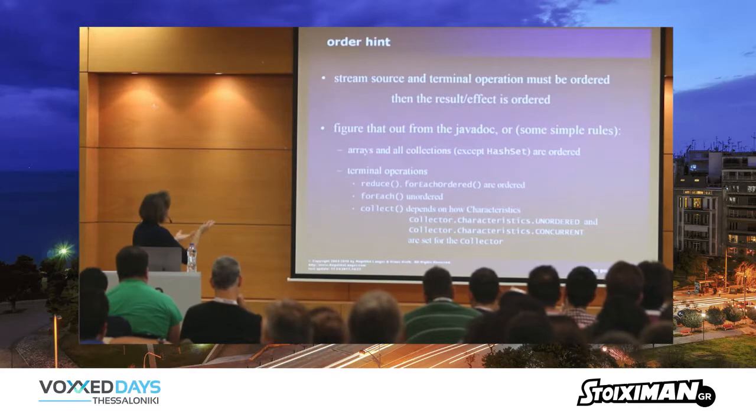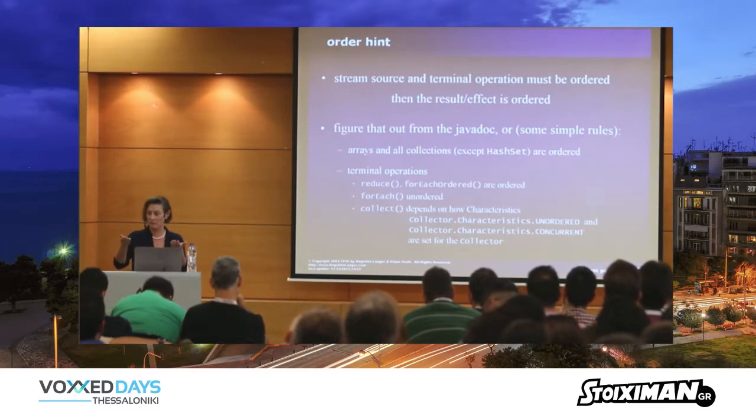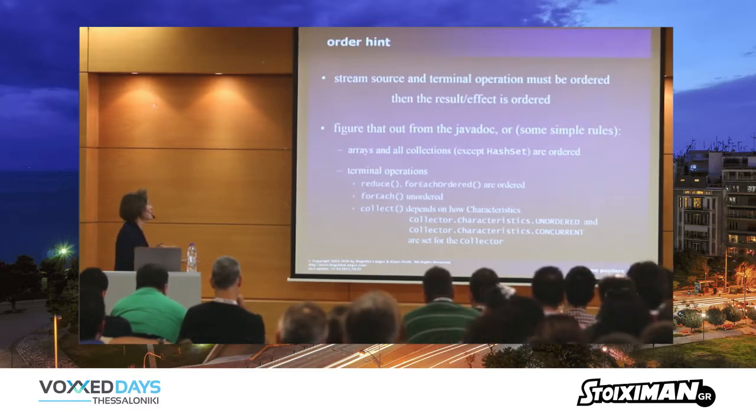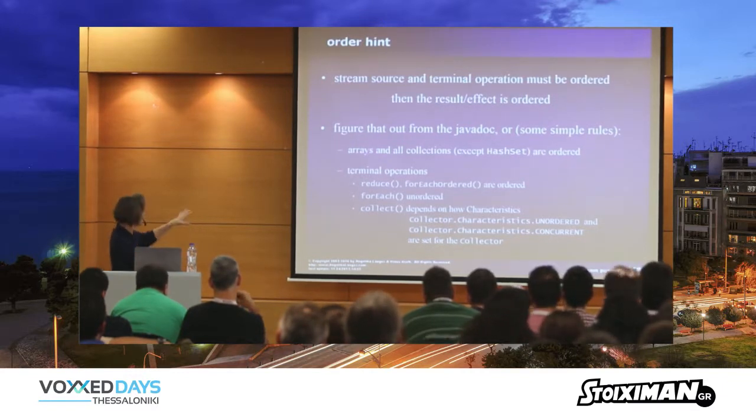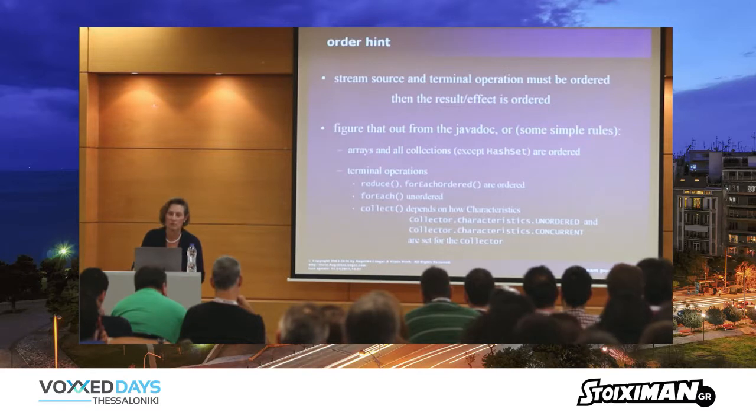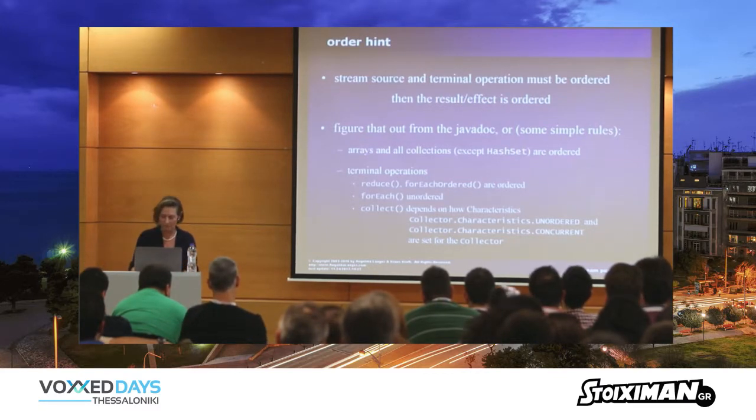If the underlying stream source doesn't have an encounter order to begin with, like the one we generated using the generate function, then you can't expect any ordered output, of course. Among the sources, regular arrays, for instance, have an encounter order. All of the collections except HashSet have an encounter order. HashSet doesn't have an encounter order because it could be rehashed. And after a rehash, the elements would be delivered in a different order. That's a property of HashSet. It doesn't have an encounter order being guaranteed.